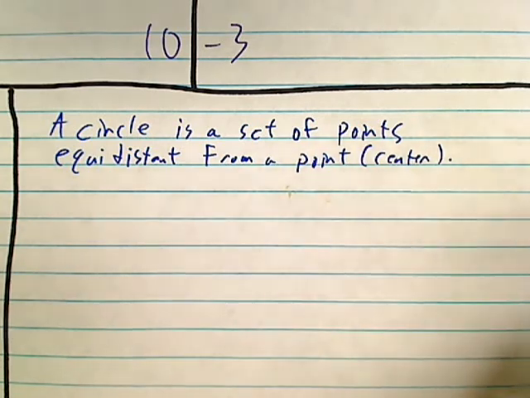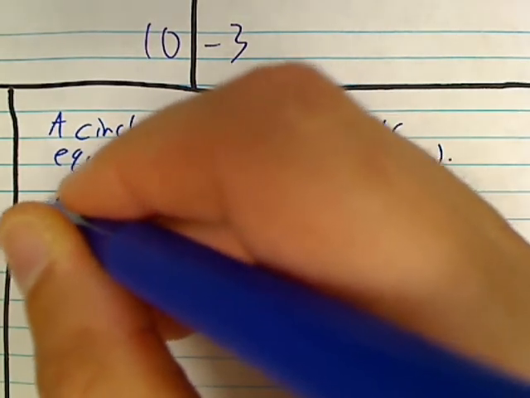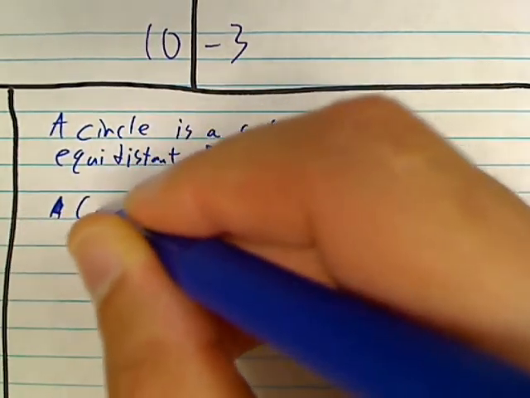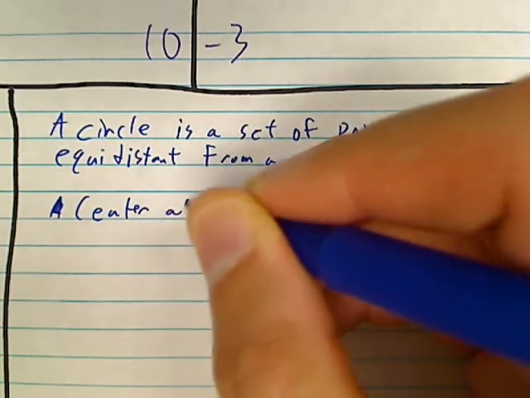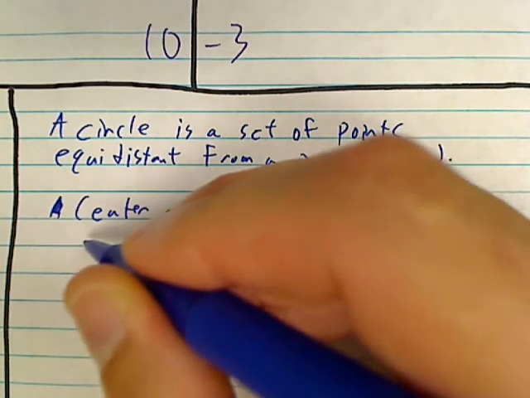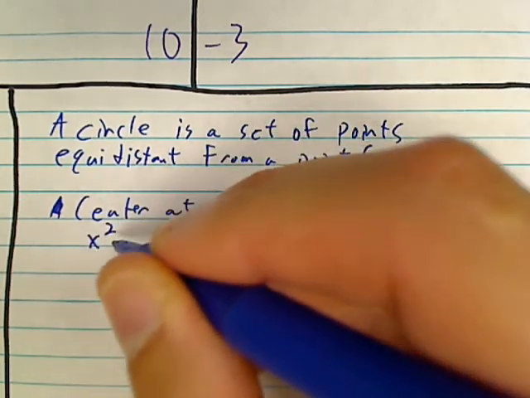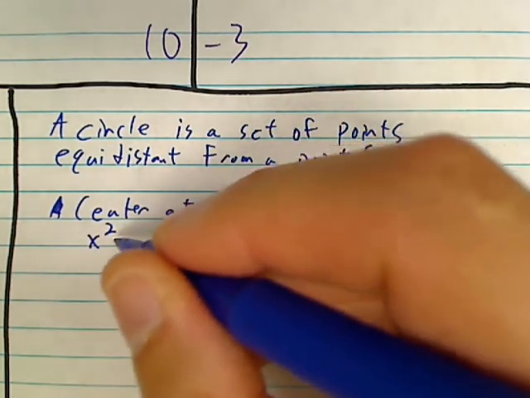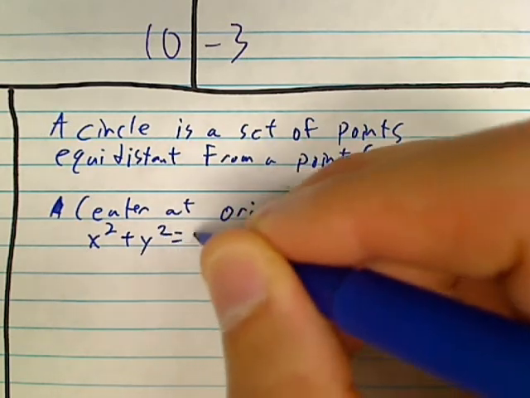First, we're going to talk about a circle with a center at the origin. Well, that's just x squared. Let me see how I wrote that. Yeah, x squared plus y squared equals r squared.